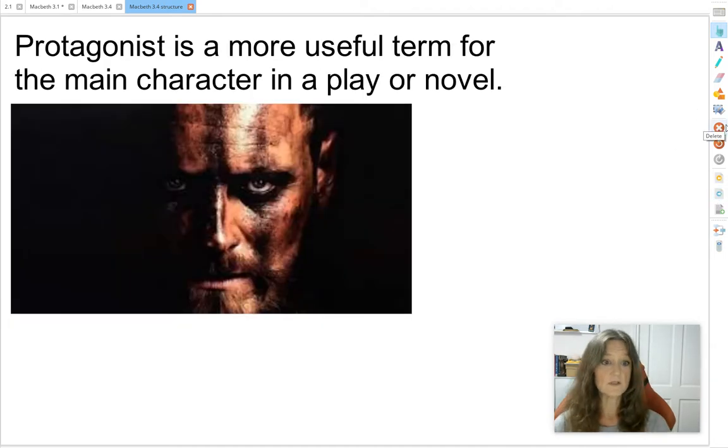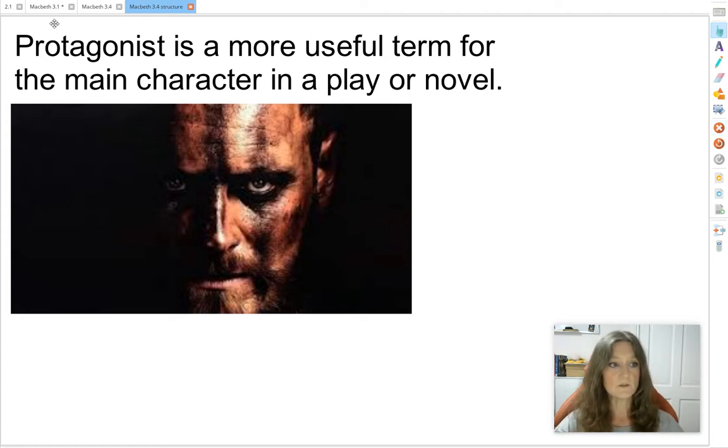Okay, so starting off with the term protagonist, a protagonist for me is a more useful term for the main character in a play or a novel. And you can see a picture of Michael Fassbender there in one of the versions of Macbeth that we've seen. And he looks quite heroic because in that picture he's about to go into battle. But in Macbeth as a whole, it would be really difficult to describe the character of Macbeth as a hero all the way through the play, because his behaviour gets less and less heroic as the play goes on. And that's why the term protagonist is really, really useful.